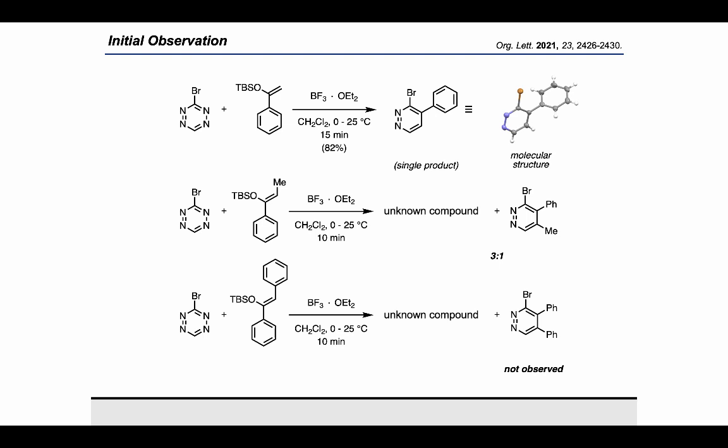However, when we introduced a substituent into the silyl-enol ether, a mixture of an unknown compound and the expected pyridazine was obtained where the unknown compound was the major component in the mixture. This situation was also verified when we introduced the phenyl group, and now we could not observe the pyridazine at all anymore, but only the unknown compound.